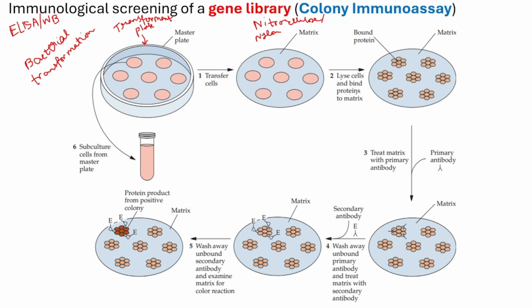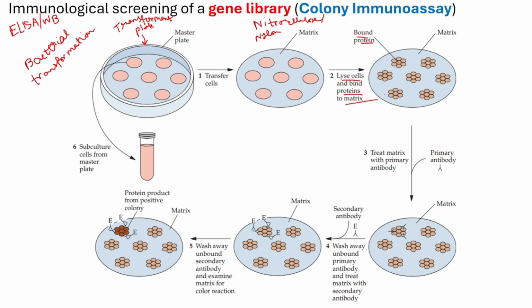And then the second step involves lysing the cells. After the colonies get transferred to the matrix, you lyse the cells with some lysing agent which breaks the cell wall, and you let the proteins bind to the matrix. There are various binding methods available which make the proteins bind to the matrix strongly, and the unbound proteins are washed away. So only the bound proteins remain on the matrix.